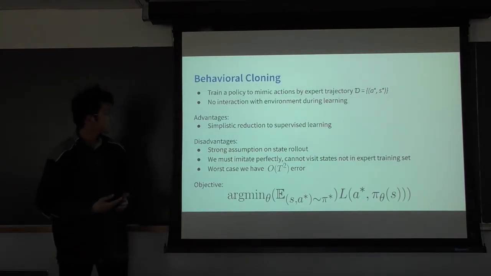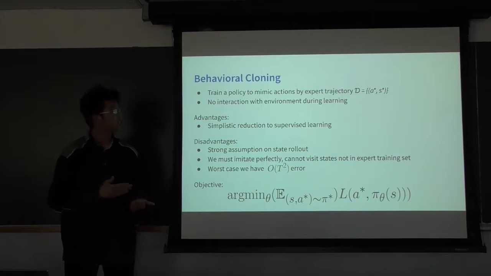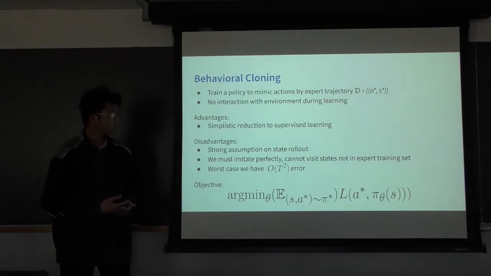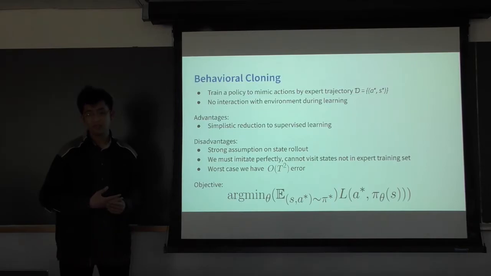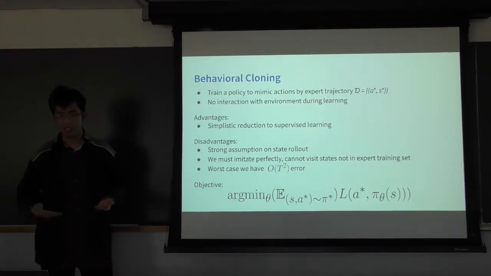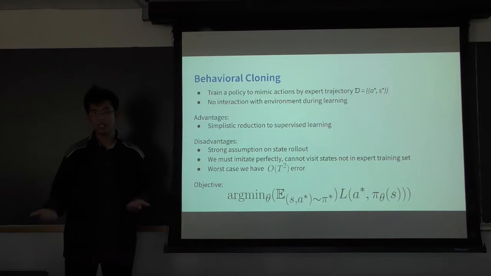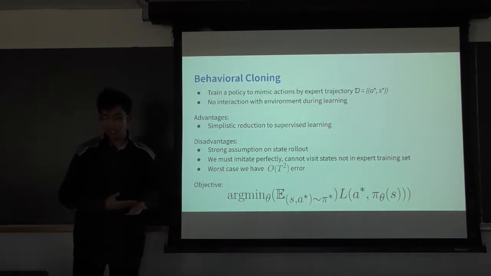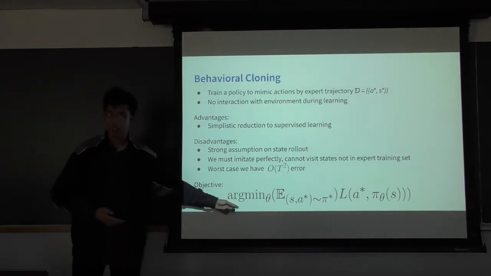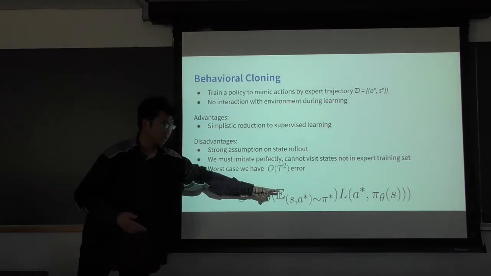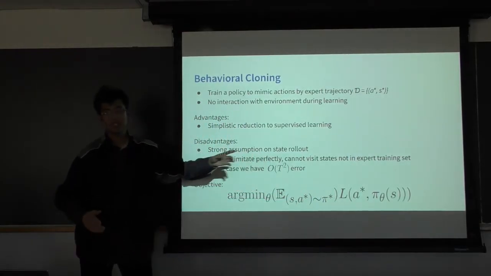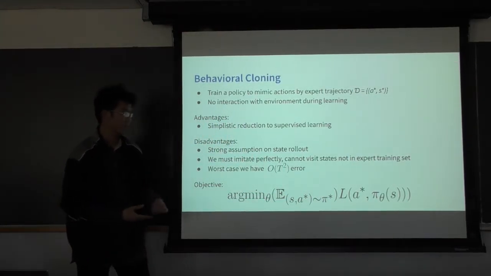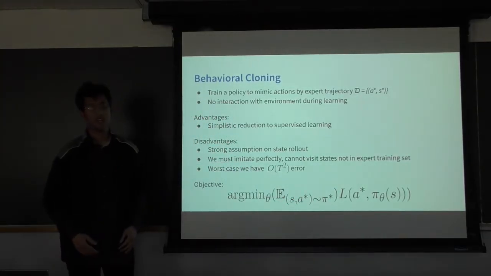Right. So just to summarize, you would train a policy to mimic the expert action exactly, going from the state to the action. And behavioral cloning is very simple to learn. You can just use supervised learning to have a mapping from your state to the action. And using this objective function, you can minimize the loss between the optimal action and your policy, given the state that you are in.